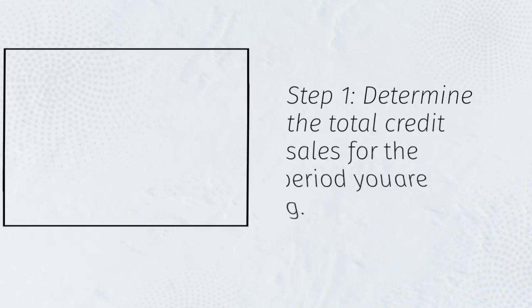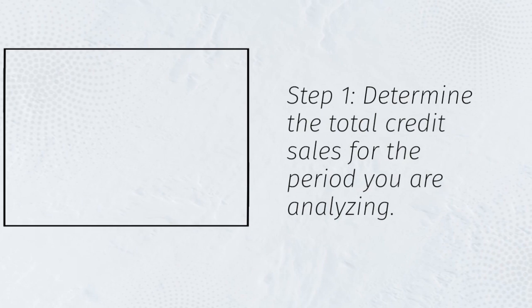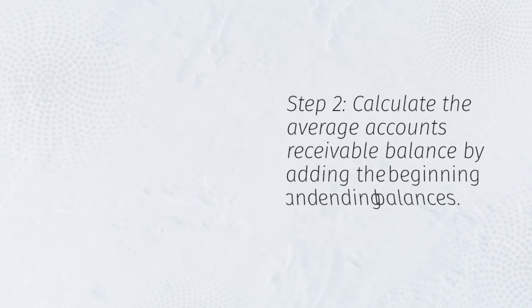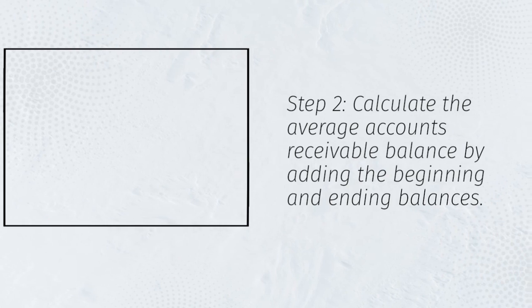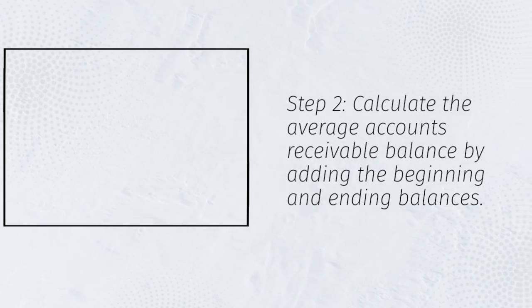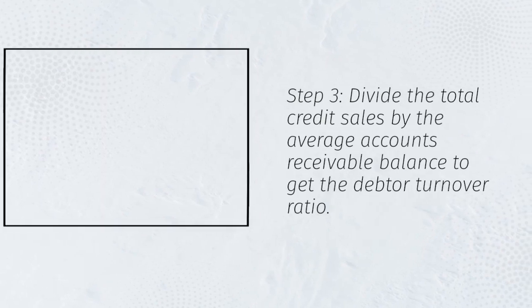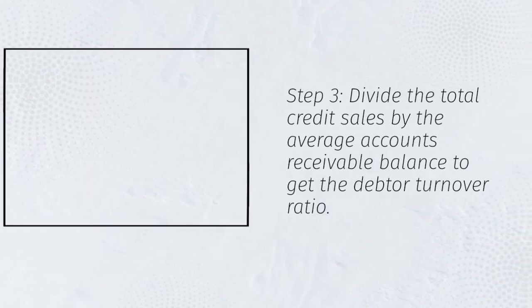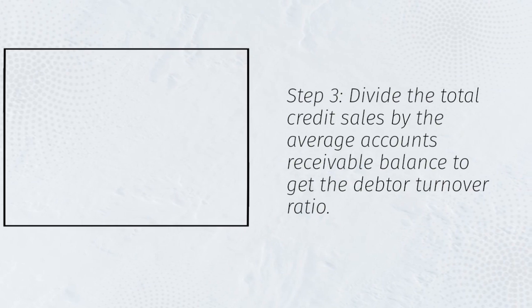Step 1. Determine the total credit sales for the period you are analyzing. Step 2. Calculate the average accounts receivable balance by adding the beginning and ending balances. Step 3. Divide the total credit sales by the average accounts receivable balance to get the debtor turnover ratio.